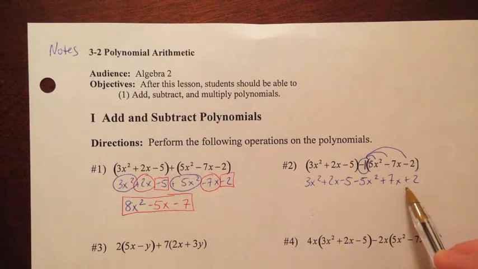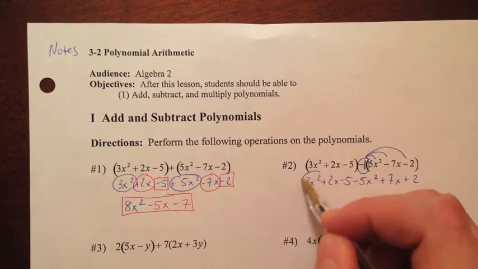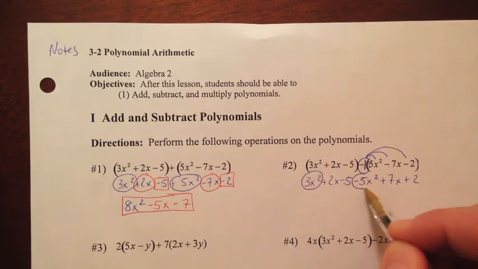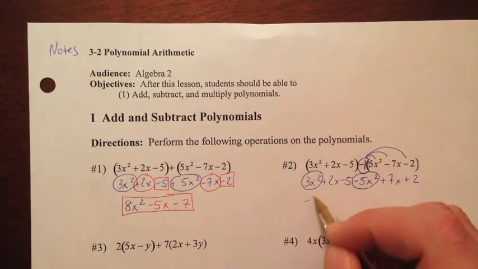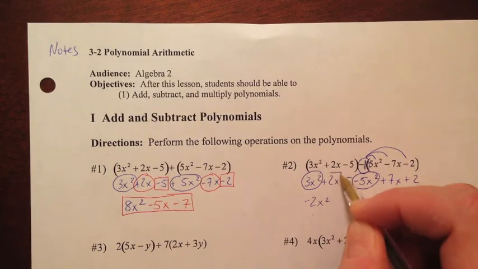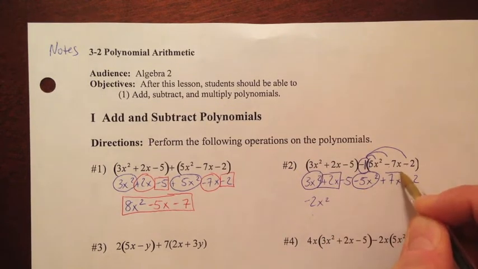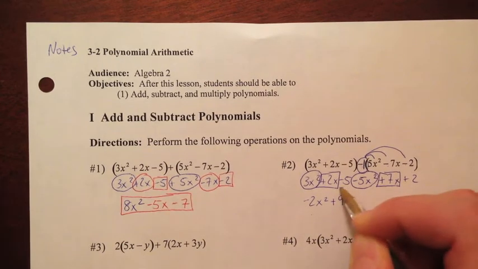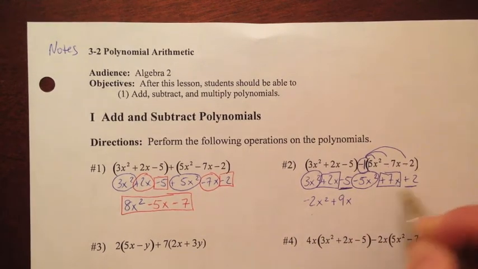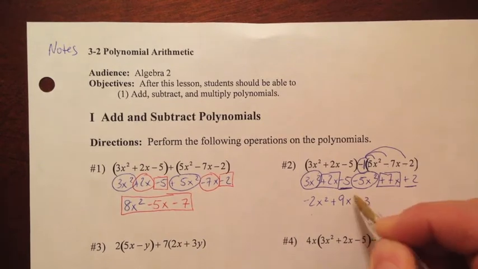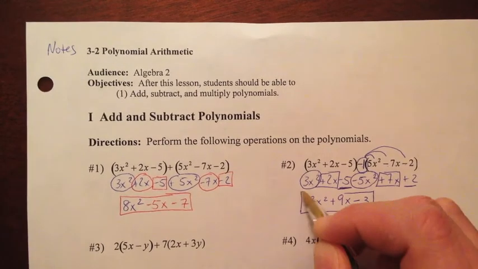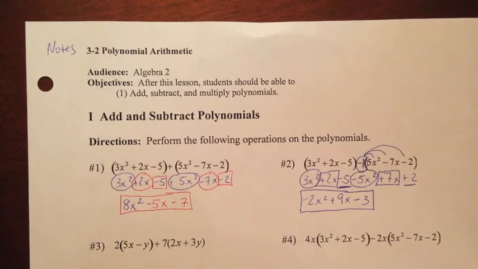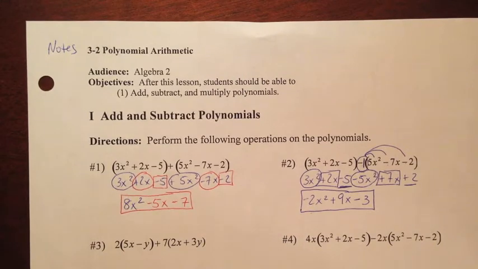Now that you've done your multiplication, now you add your like terms. So 3x squared minus 5x squared, which is negative 2x squared. Then we have positive 2x plus 7x, so that's positive 9x. And then we have negative 5 plus 2, which is minus 3. And that's as far as we can take it. That is simplified right there.